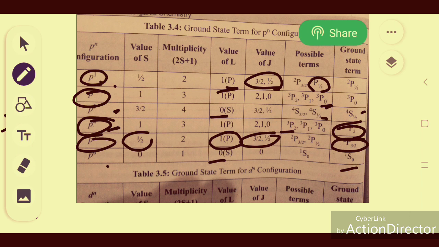So we can summarize that the ground state term will be the term with the lower J value for the configurations less than half filled and half filled. And for the configurations more than half filled, the ground state term will be the term that has the higher value of J.